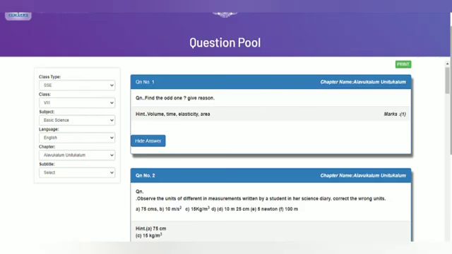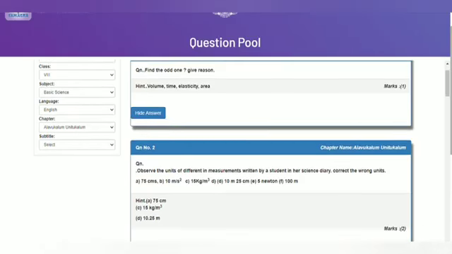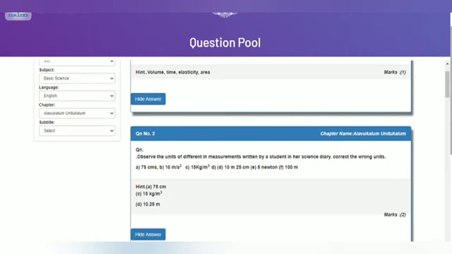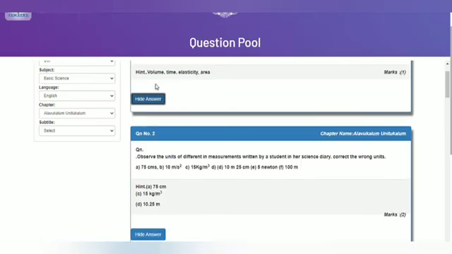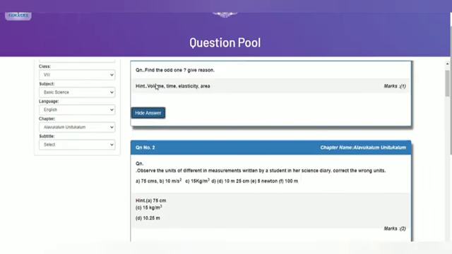Find the odd one. First question, find the odd one and give reason. The hint: volume, time, elasticity and area.